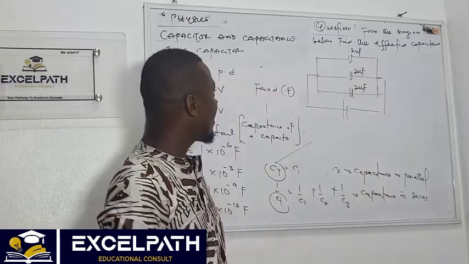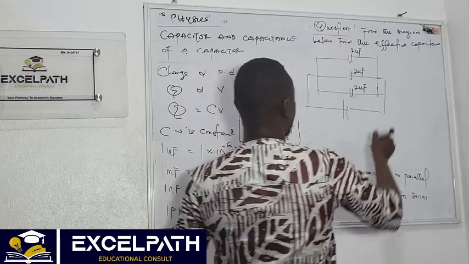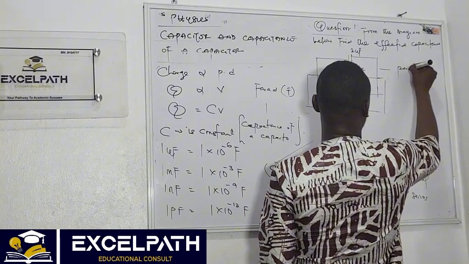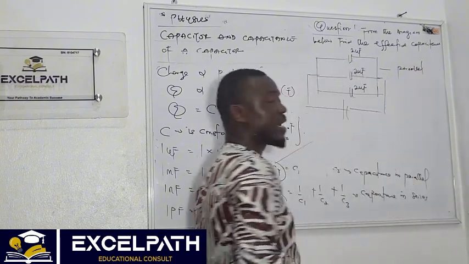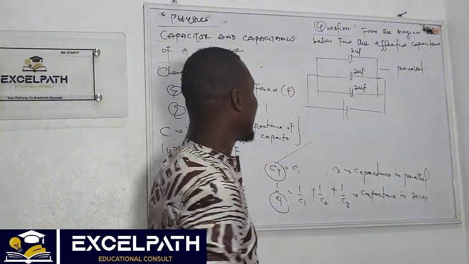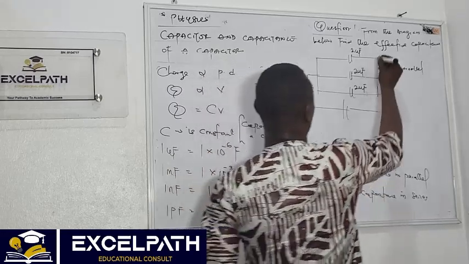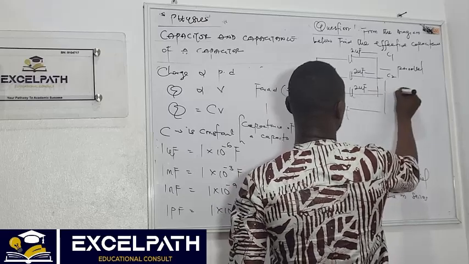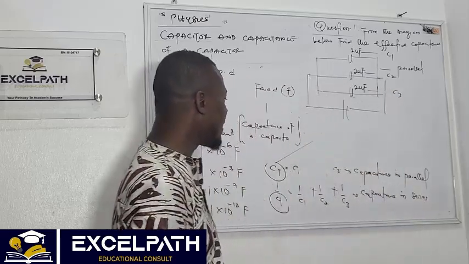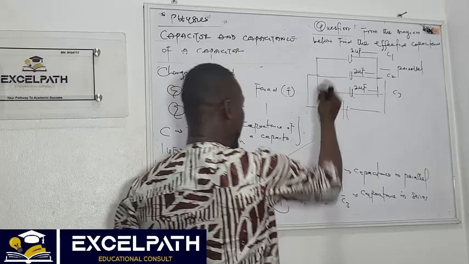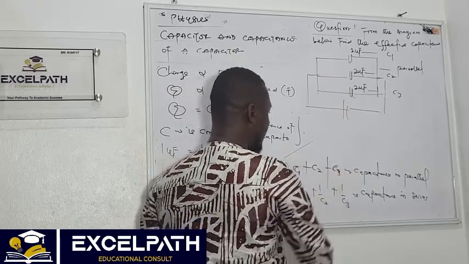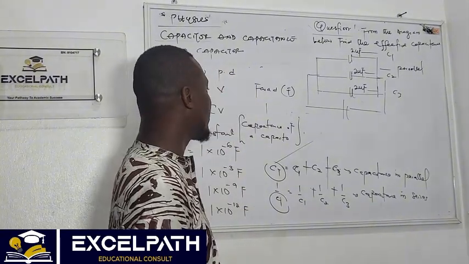From this diagram here, this circuit is in parallel. When this one is in parallel, remember this one is C1, this one here is C2, and this one here is C3. Remember, I told you anything in parallel gives you C1 plus C2 plus C3. That means you have to sum everything together.